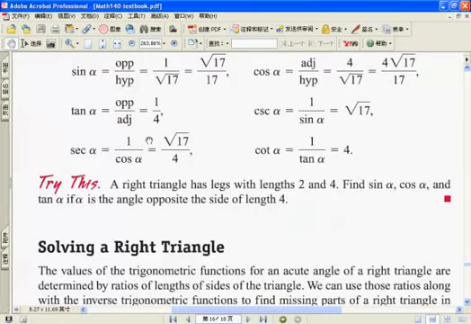Okay, now let's look at page 490, example 2. Try this part. So we have a right triangle which has legs with lengths 2 and 4. Then we need to find sine alpha, cosine alpha, and tangent alpha if alpha is the angle opposite the side of length 4. So let's first sketch this right triangle, and then we use the definition to find these 3 trigonometric function values of alpha. Let's go to the whiteboard.